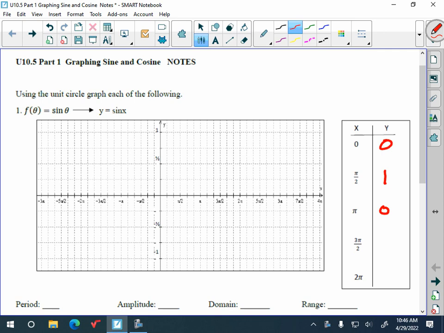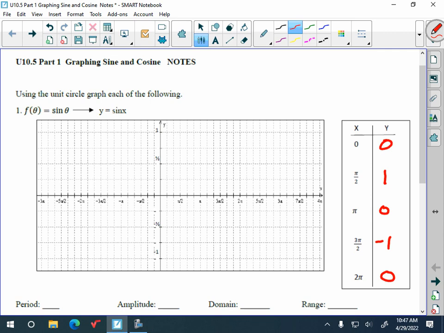And then 3 pi over 2 is down at 270 at the bottom. The ordered pair is 0, negative 1. And so the sine of 3 pi over 2 would be negative 1. And then at 2 pi, you're back at the same place as 0, so 1, 0. So the y-coordinate is 0.